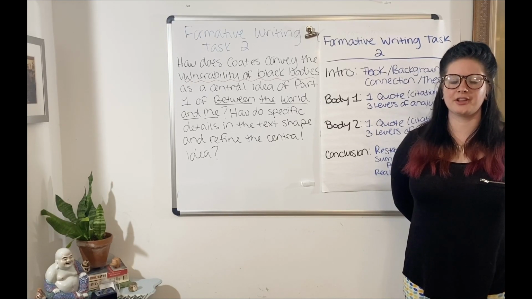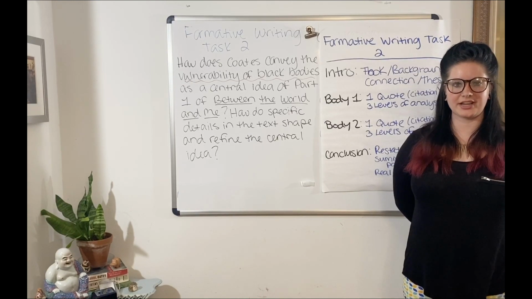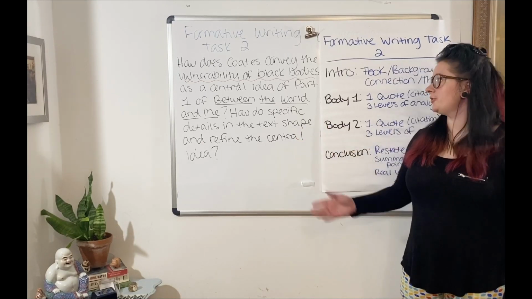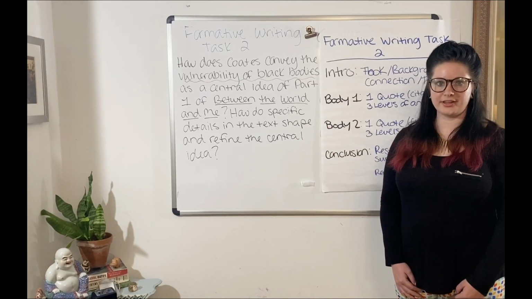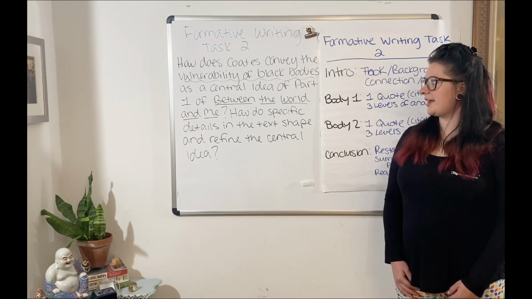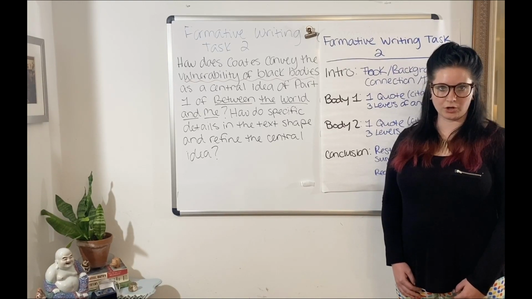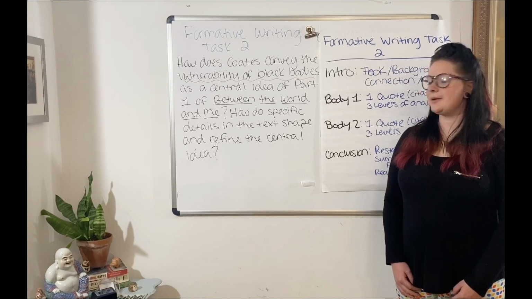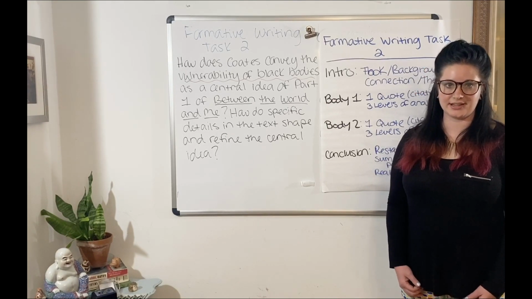Today I'm going to be going over the prompt for formative writing task 2 and the 3 levels of analysis in preparation for your next essay. So the prompt for formative task 2 is, how does Coates convey the vulnerability of Black bodies as a central idea of part 1 of Between the World and Me? How do specific details in the text shape and refine the central idea?